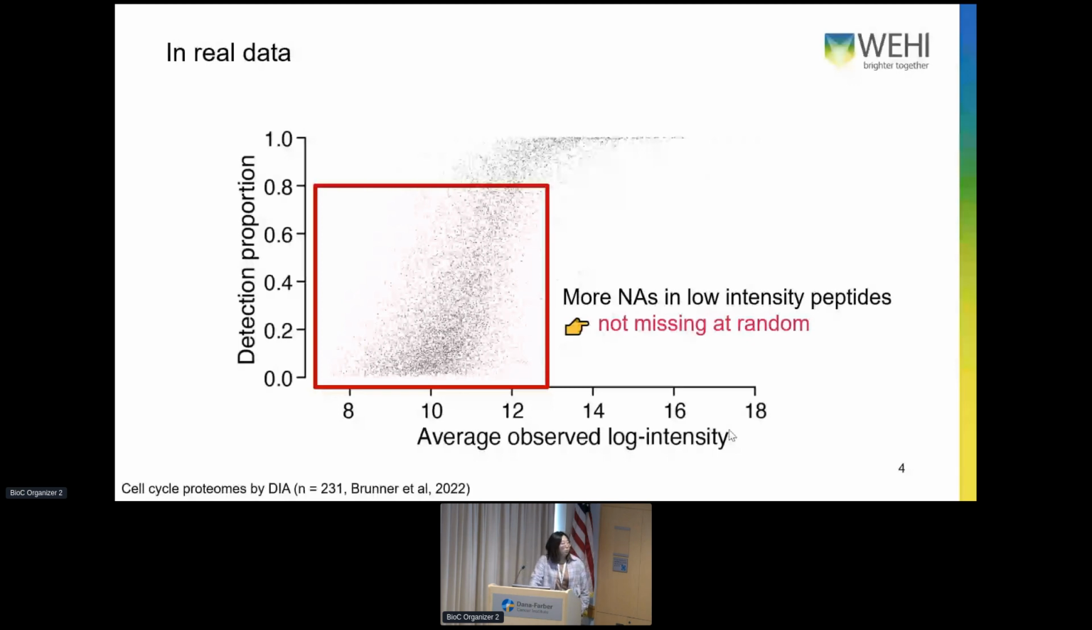To better model this relationship, we next fitted a logit linear curve for the detection probability, where the logit of detection proportion is equal to beta naught plus beta 1 times the intensity. From this fitted curve, we can see that detection proportion increases as the average observed intensity increases, which in statistical terms means that missing values are missing not at random in label-free proteomics data.